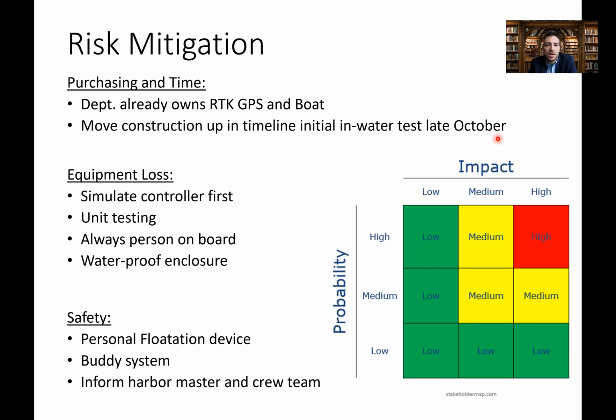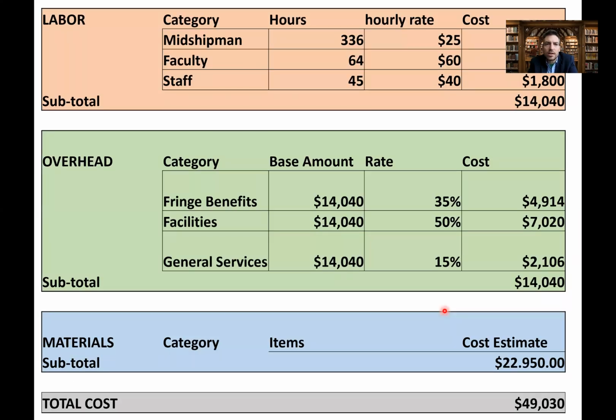And finally, safety. I need to consider the safety of both personal property and people. So that person on the boat will always have a personal flotation device. There'll be a buddy system where there's someone on the shore operating the GPS repeater, and I'll make sure to inform the harbor master and the crew team. And with these strategies, I believe I moved most of my risks to the green zone, which is low probability of occurrence or low impact. Here's a copy of my budget.